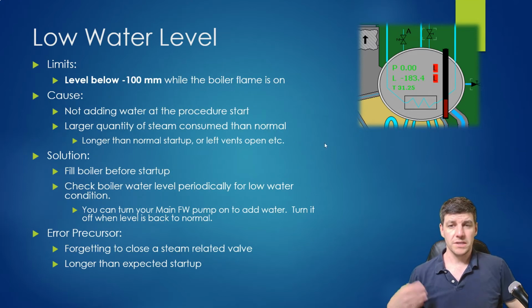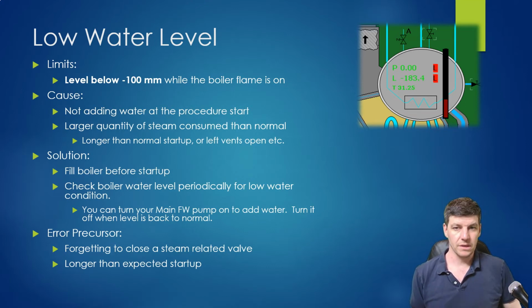Okay, so just as a summary, for low water level, your limit is negative 100 while the boiler flame is on. We don't want to damage any pressure parts by having too low of a water level. Your two common causes: not adding water at the start of the procedure, or a larger quantity of steam being consumed than in normal operation. And that might be because you've forgotten to close a vent, or it took you longer to close some vents, or you were using excess steam in other places. Or your scenario was longer than you were expecting it to go.